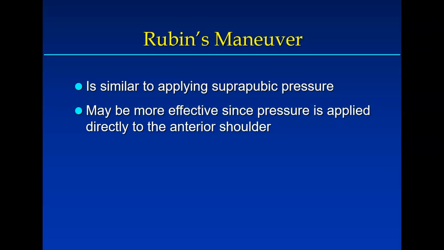Rubin's maneuver is very similar to applying the suprapubic pressure maneuver, except that you're using the fingers of one hand, or the entire hand if you can get it in there, to do the same thing. As I pointed out earlier, I think it's ideal, particularly if you have obese patients where the suprapubic pressure maneuver may not be adequate. And here you see the hand in the vagina on the anterior shoulder, again rotating the baby 30 to 45 degrees to allow delivery.